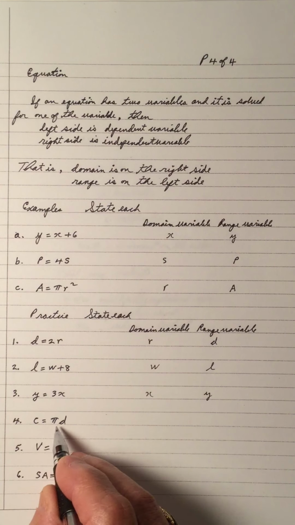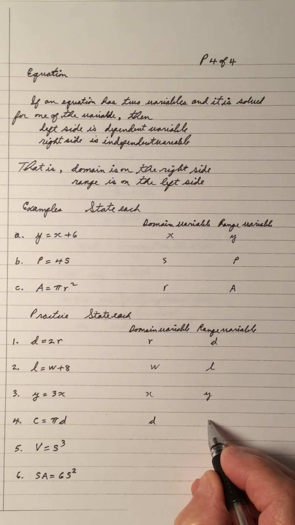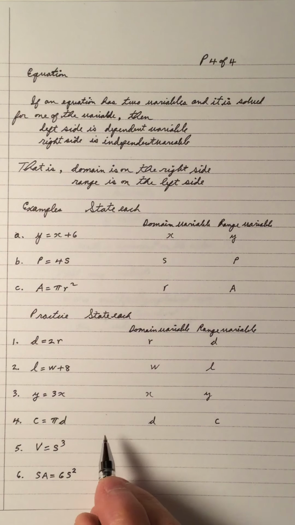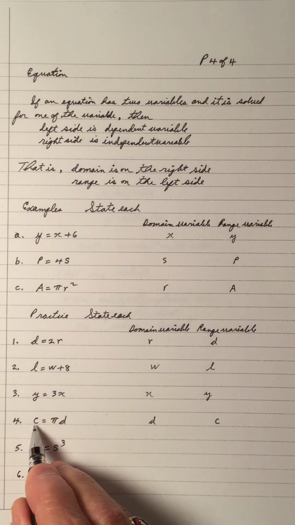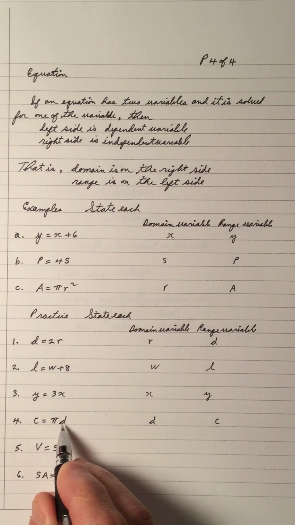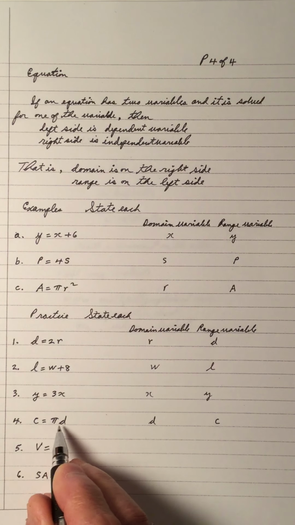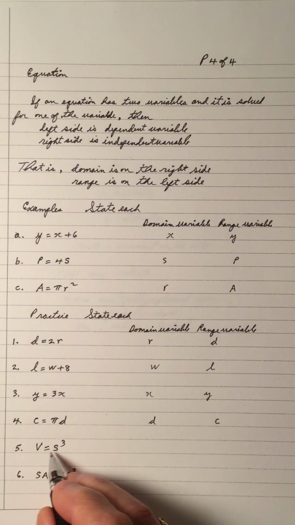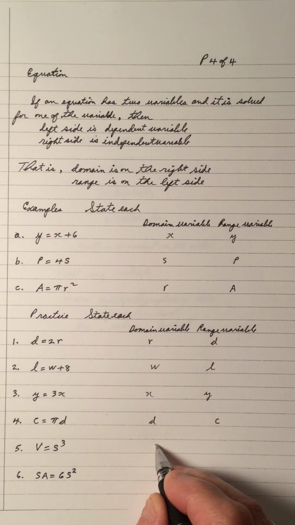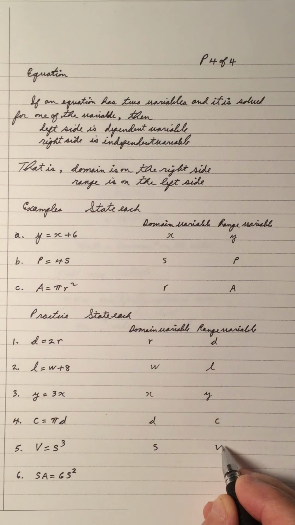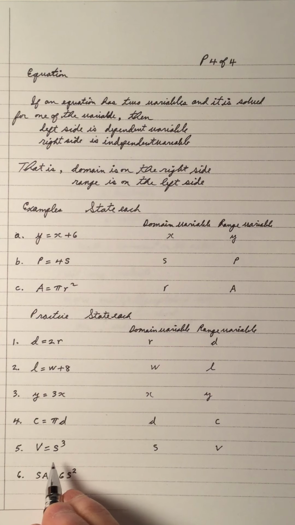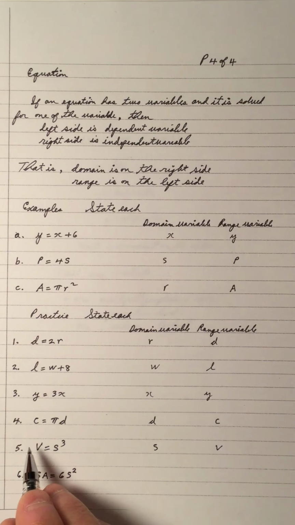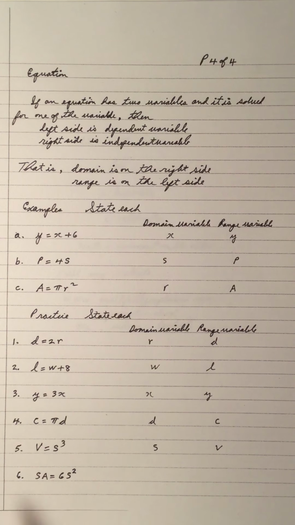Circumference of a circle is pi d, your domain is your diameter, your range is C, your circumference. Again, your circumference depends on your diameter. So your diameter is your independent, that's your dependent. Volume is s cubed, as in a cube. So the domain is s, the range is volume. Volume depends on s.